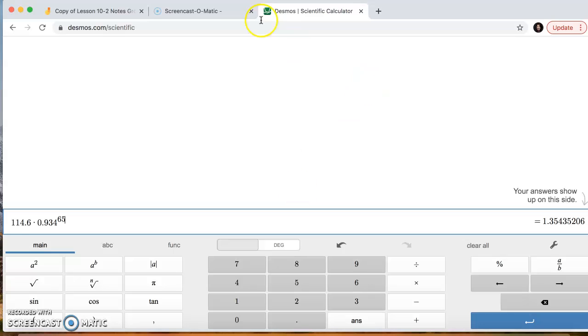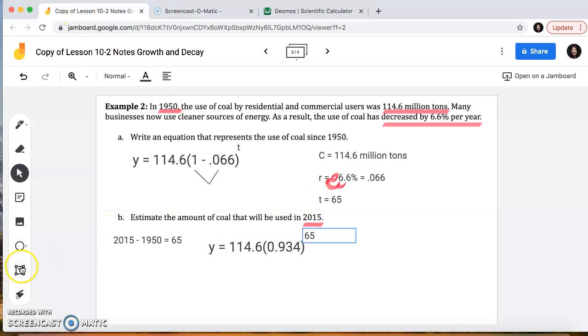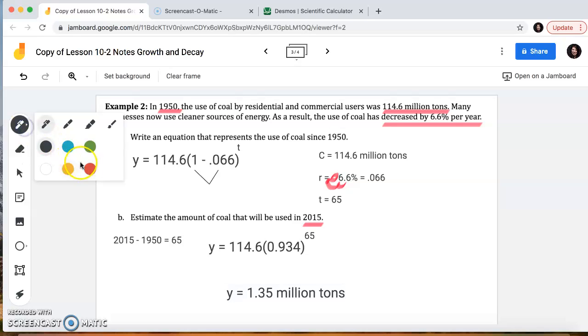1.35. Now you might be like, 1.35, that's pretty small, but what we're saying here is that y equals 1.35 million tons. So we decreased. We went from having 114 million tons to, after 65 years, now the use of coal in residential and commercial users is only 1.35 million tons. Still a lot of coal being used, but significantly less coal than what was being used in 1950.